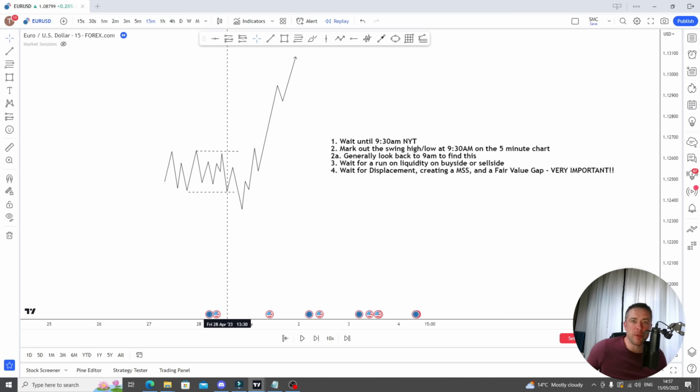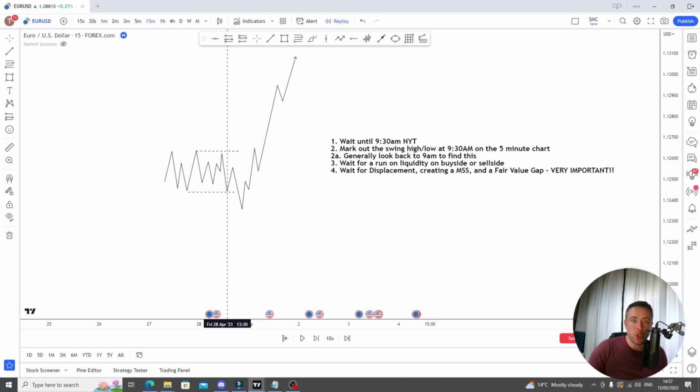Now, if you've no idea what displacement is, just nod your head and pretend you do. Actually, I've got a little guide for you. Displacement is when the price of a currency pair suddenly moves away from where it currently is very, very quickly with a lot of gusto and a lot of force. That is essentially displacement. A big bullish candle or a big bearish candle, very fast, and it moves in one direction.